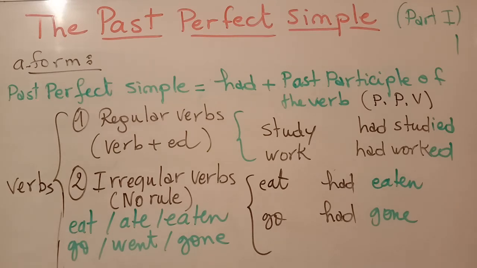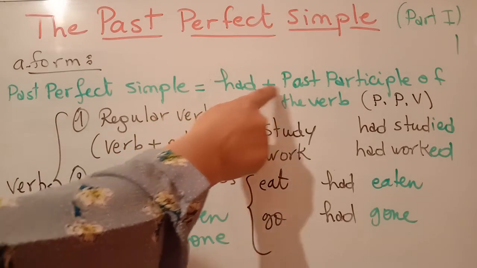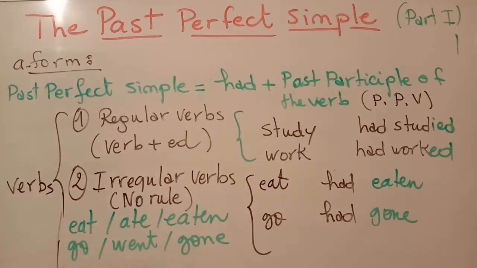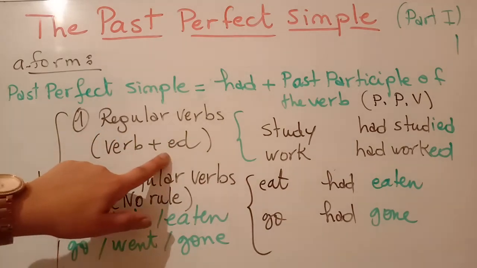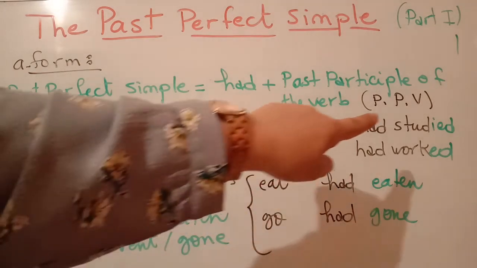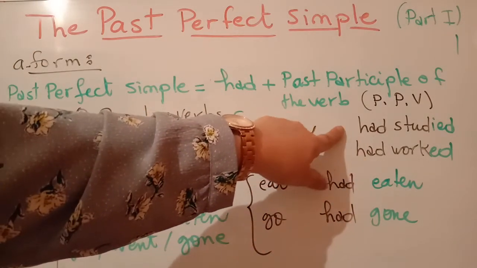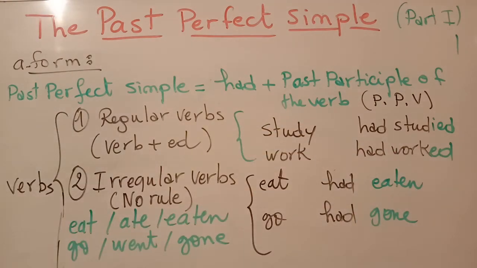As you see on the board, past perfect simple form equals had, the auxiliary had, plus past participle of the verb. So what is the past participle of the verb? As you know, in English we have two types of verbs, regular verbs and irregular verbs. The past participle of regular verbs is formed by verb plus ed, like the simple past. For example, the past participle of study is studied. So the past perfect is had plus studied. For work, it's had plus the past participle of the verb work, which is worked.